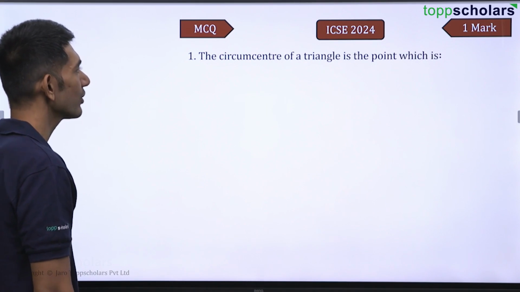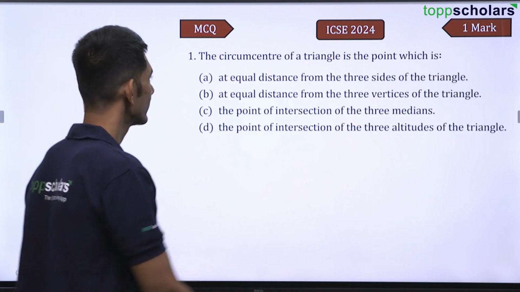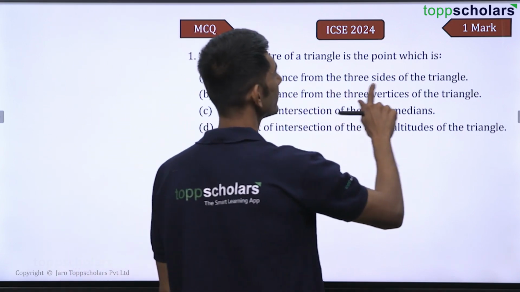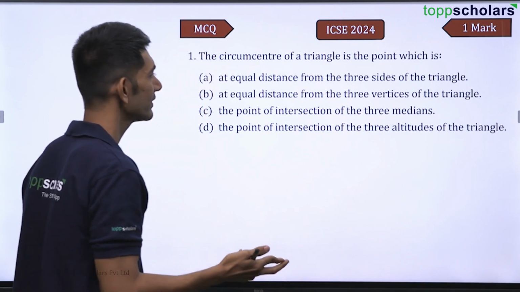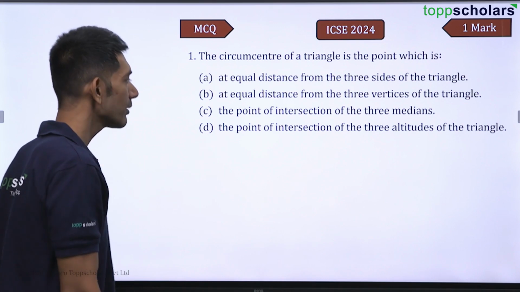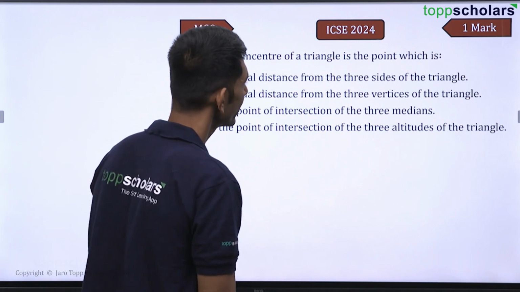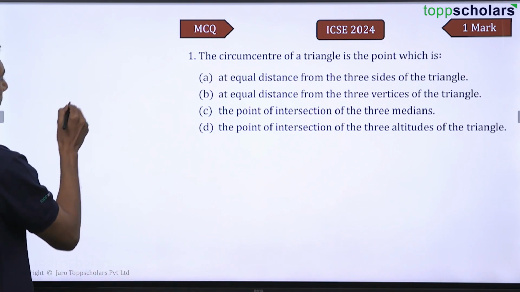Now let's have a look at one more question: the circumcenter of the triangle. What is the circumcenter of a triangle? It is equidistant from the three sides of the triangle, at equal distance from the three vertices of the triangle, the point of intersection of three medians, or the point of intersection of three altitudes. That is the question. Now they are talking about the circumcenter of the triangle.